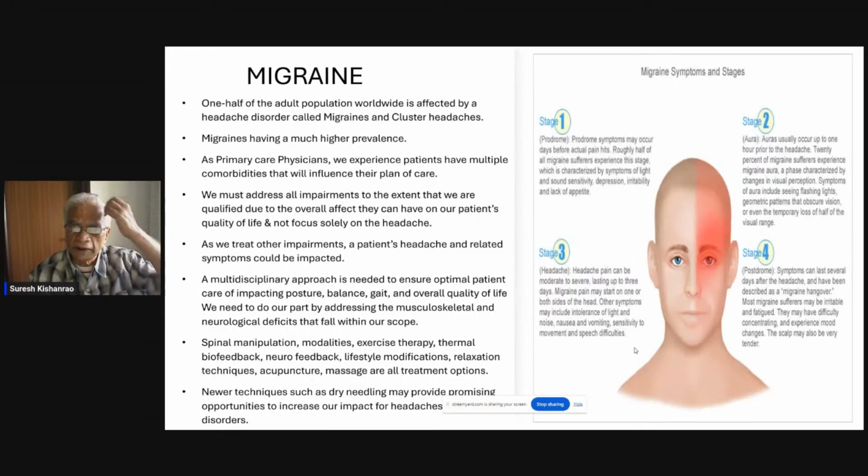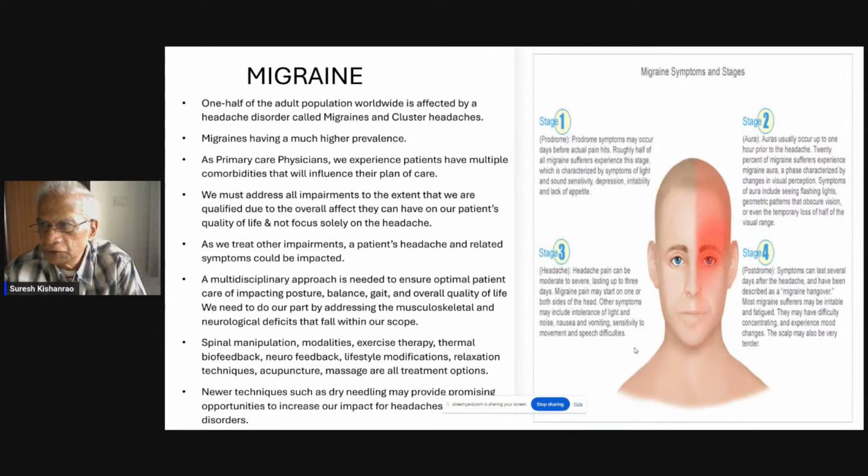Now, looking at the migraine, basically it is one-sided as the picture shows, and it has 4 stages. In the first stage, it starts with symptoms before the actual pain. It is usually half side of the head, characterized by sensitivity to light and sound, mild depression, irritability, and lack of appetite.